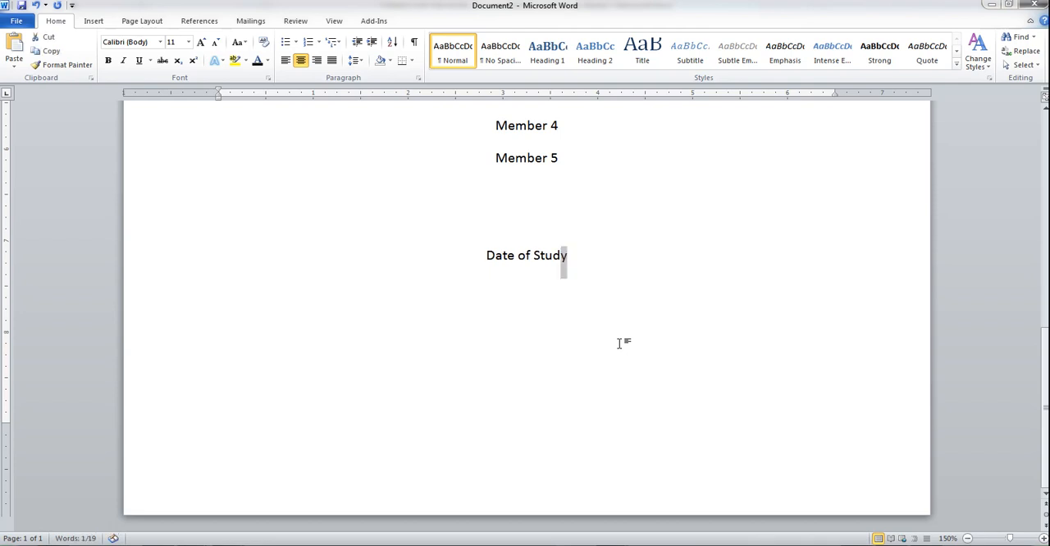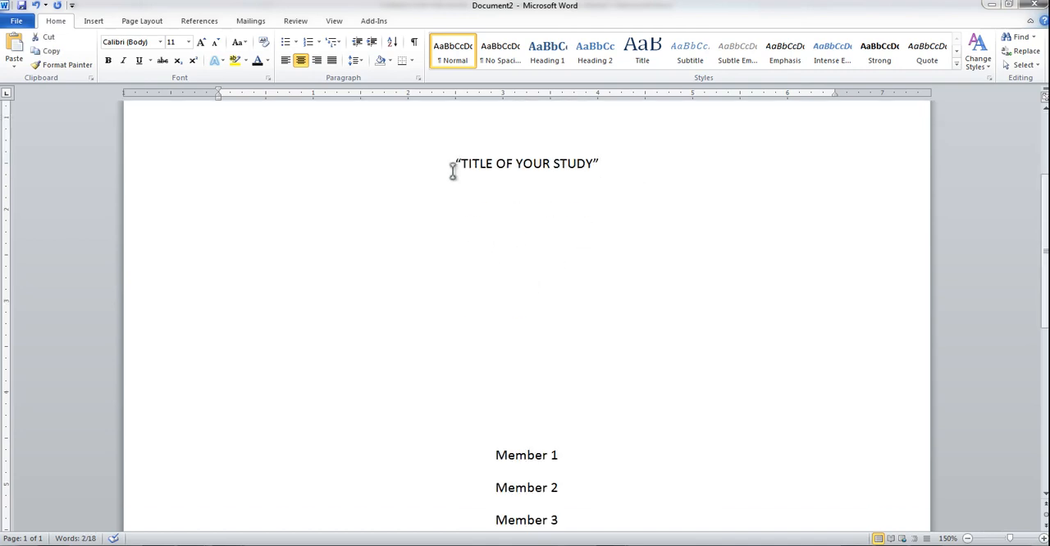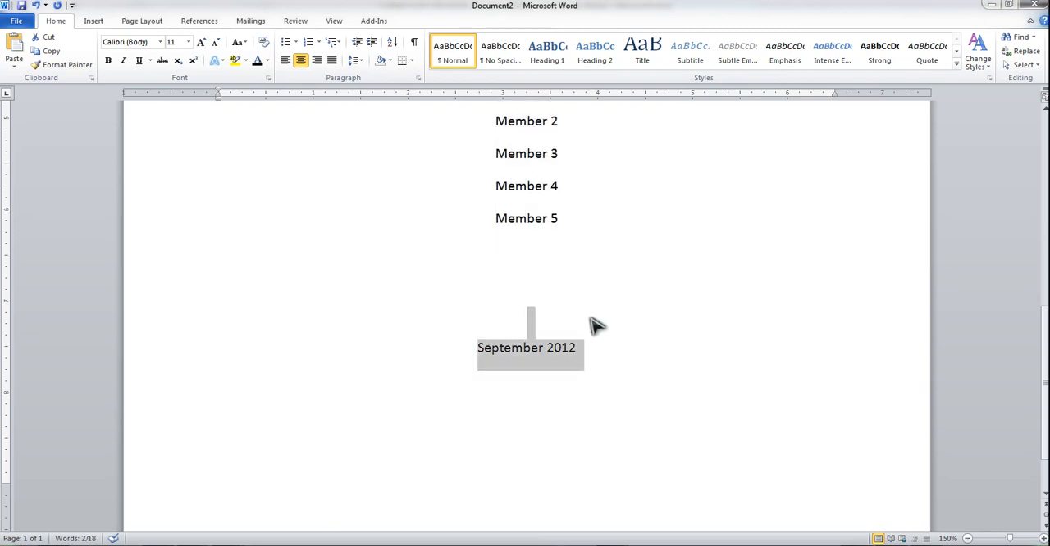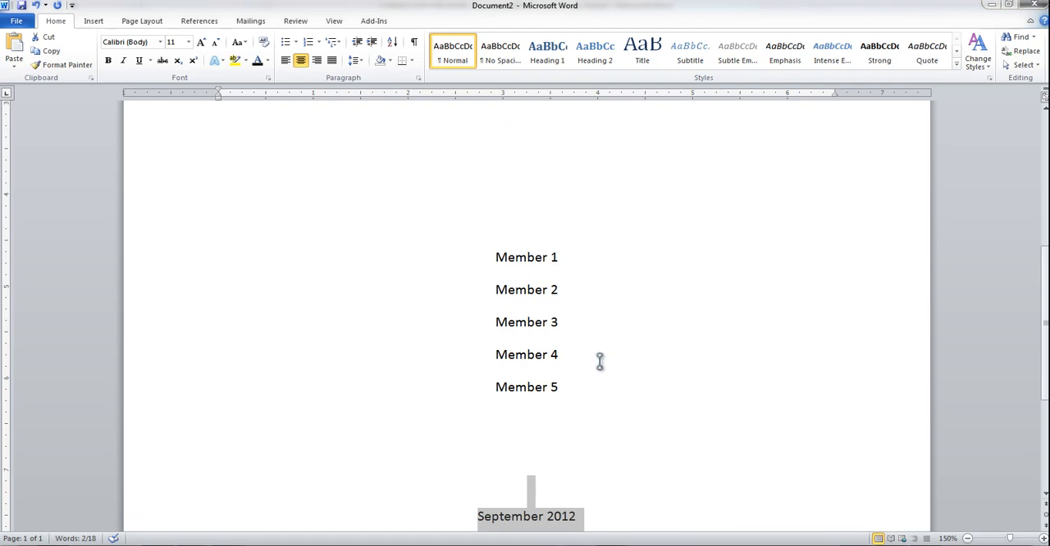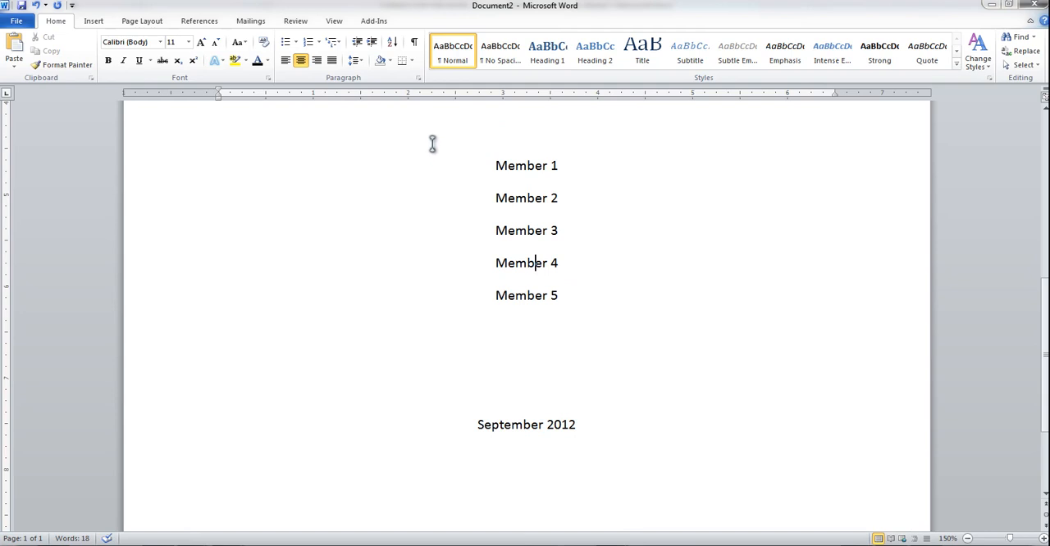Okay, for the date, let's put there September 2012. I think that's enough. So you have the Ateneo seal, the title of your study, the name of the members, the date. I think I gave some other format to one of the classes. If you want to put some additional features, just let me know, so that you can have a go signal from me before doing so.